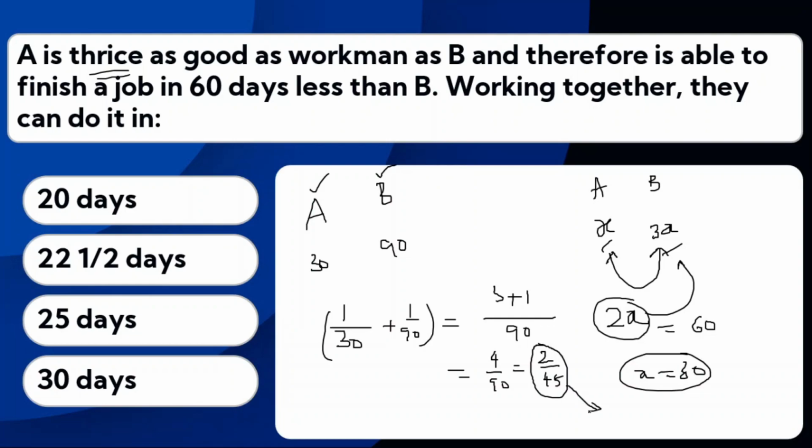So per day they can work together and complete 2 by 45 of the work. In order to complete the work, you simply have to take the reciprocal. Okay, just look at it. 2 by 45th of the work is completed in 1 day. Then in how many days is 1 unit of work completed? Just take the reciprocal of the given fraction. Work done per day, its reciprocal gives you the total number of days required. So 45 by 2. 45 by 2 is nothing but 22 and 1 by 2. So the answer will be option B, 22 1 by 2 days.